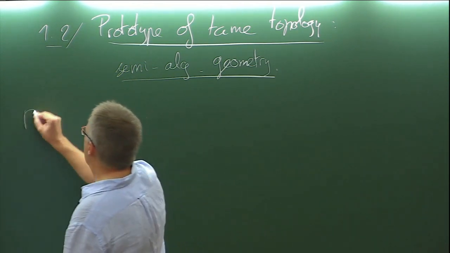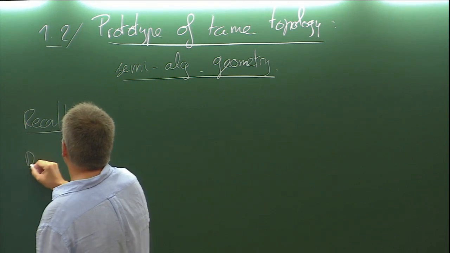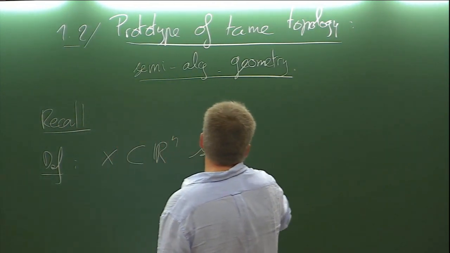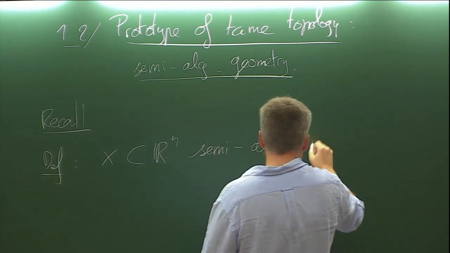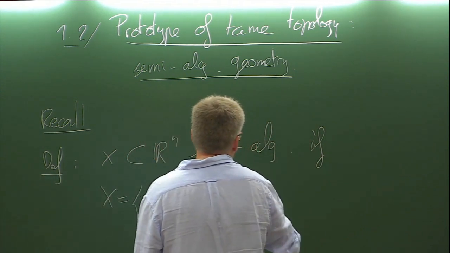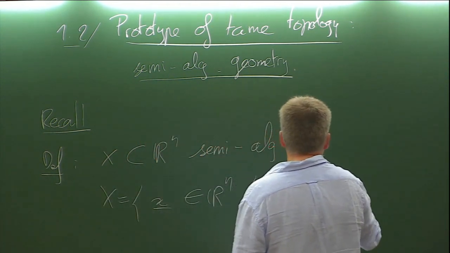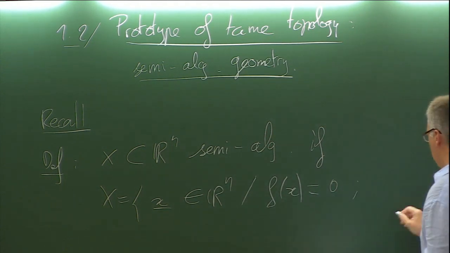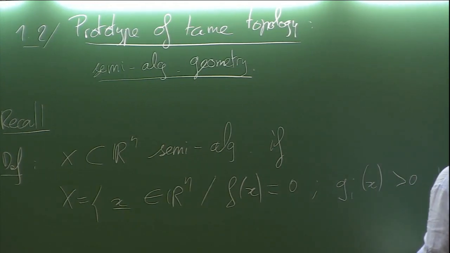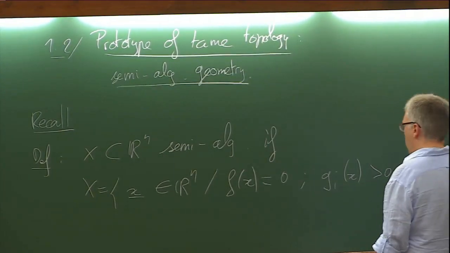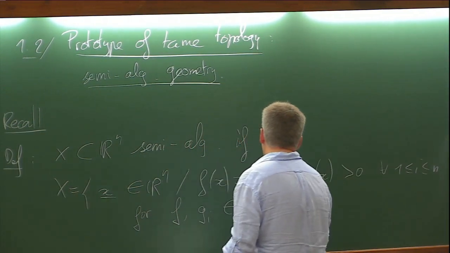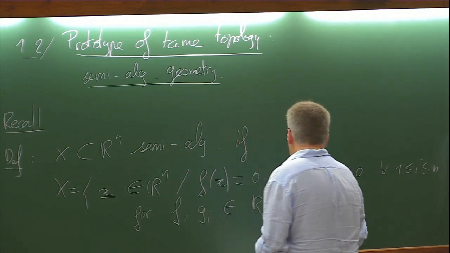So just recall the following definition. What is a semi-algebraic set in Rⁿ? Well, it is semi-algebraic if it is of the form: the set of zeros of a polynomial, and also satisfying some inequalities, for some polynomials in n variables.